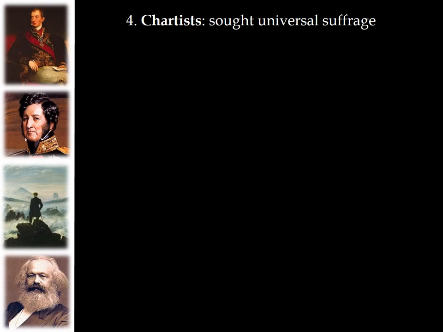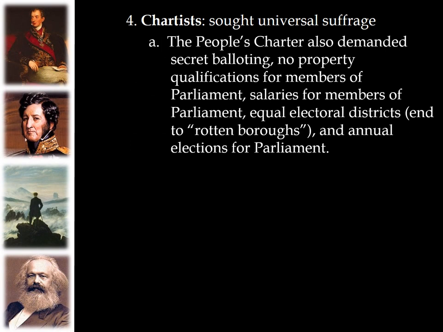So there was a group known as the Chartists. Sometimes it's called Chartism, okay, who fought to try to gain universal suffrage in England. The Chartist movement was known as that because they had what was called the People's Charter, a big, ginormous petition that was sent all over England to be signed by millions.